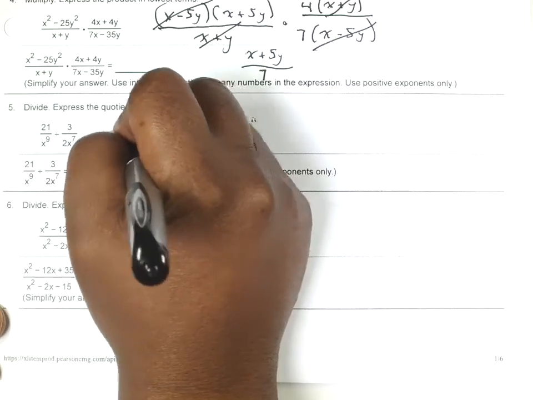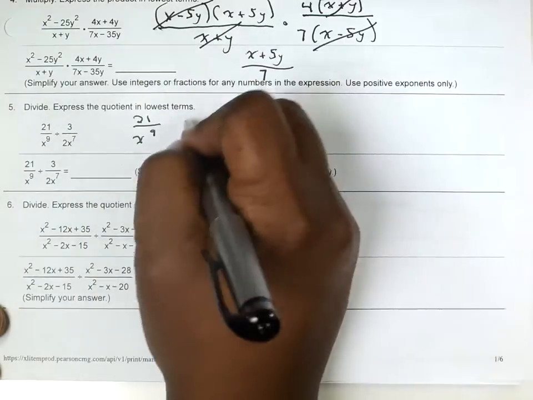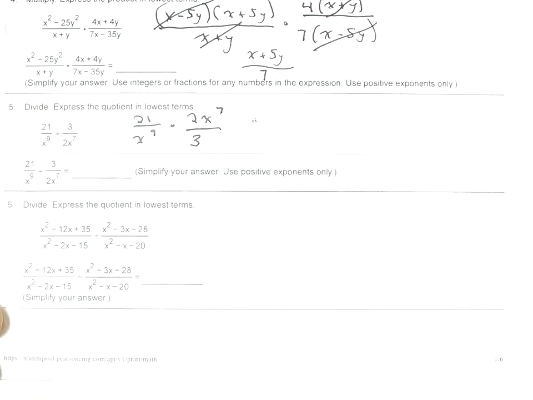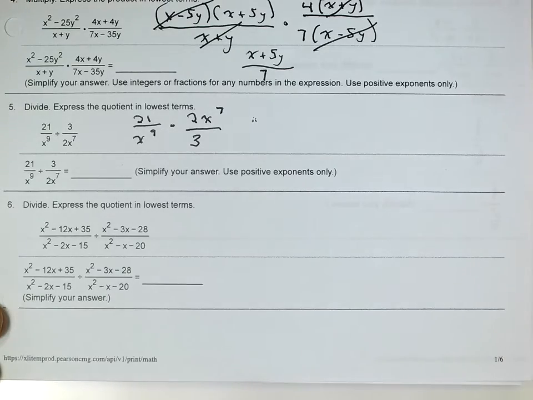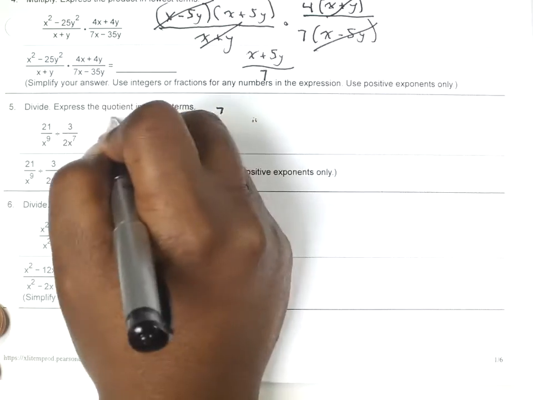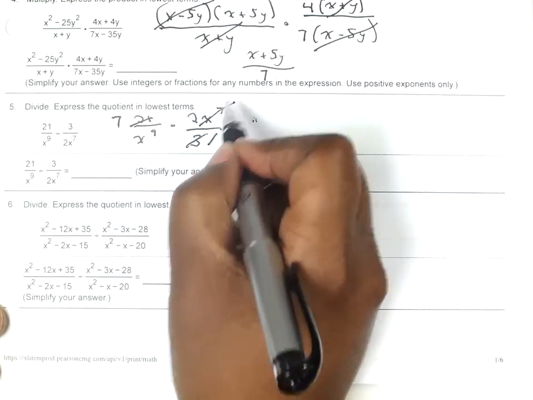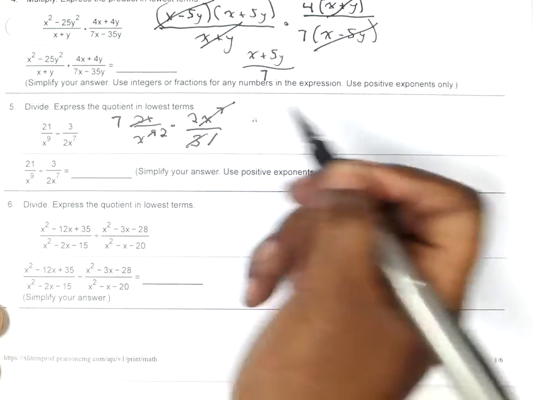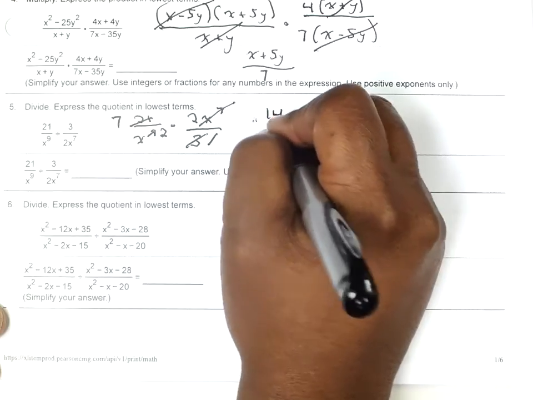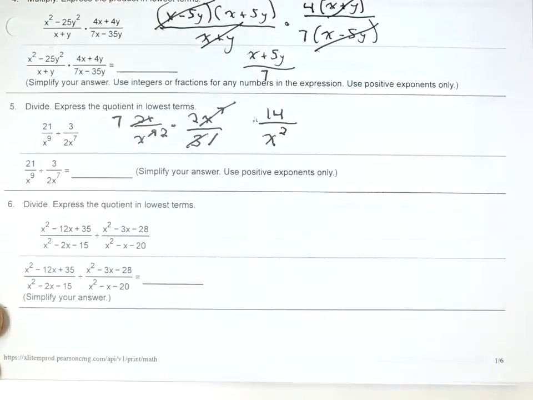So this is 21 over x to the 9th, and then times 2x to the 7th over 3. So I can start simplifying. 3 goes into 3 once, 3 goes into 21 7 times. This x to the 7th is going to be gone, and that x to the 9th on the bottom becomes x squared. So I have 7 times 2 on top, and I have an x squared on the bottom.